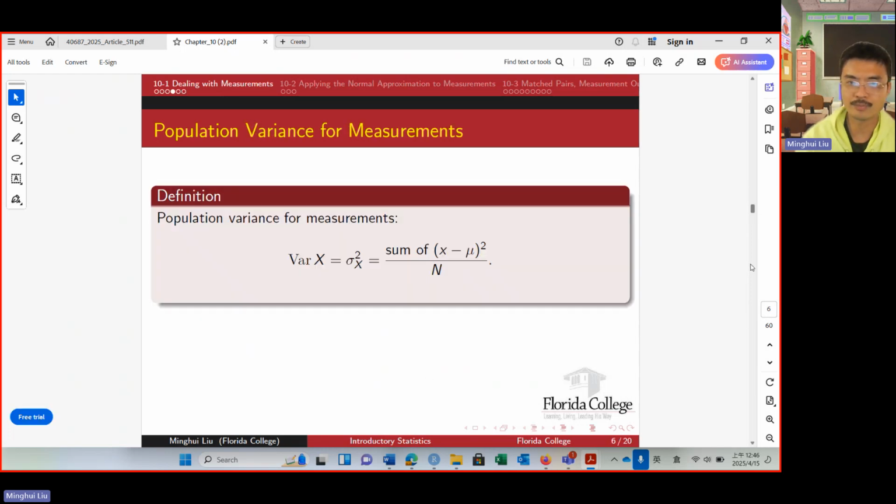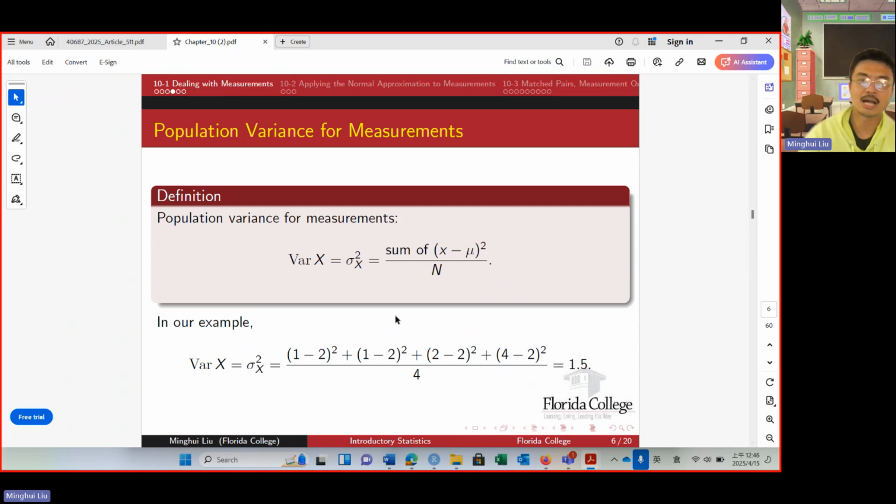Now, the population variance is, for each of the measurements, we calculate the difference between that measurement and the mean, and then we square it, and we add all those numbers, and then we divide by the total number of measurements. So in this case, our mean is 2, and our measurements are 1, 1, 2, and 4. So if you plug in this formula, you have 1 minus 2 squared, plus another 1 minus 2 squared, plus 2 minus 2 squared, which is 0, and plus 4 minus 2 squared. And then eventually you divide the total by 4, you get 1.5. And if you need a standard deviation, simply take the square root.